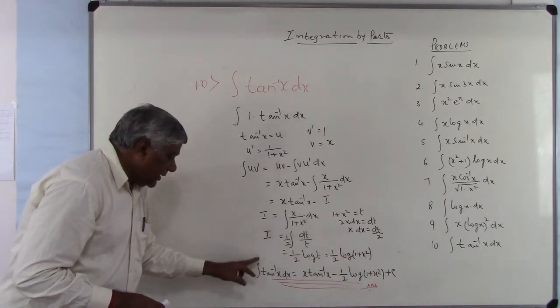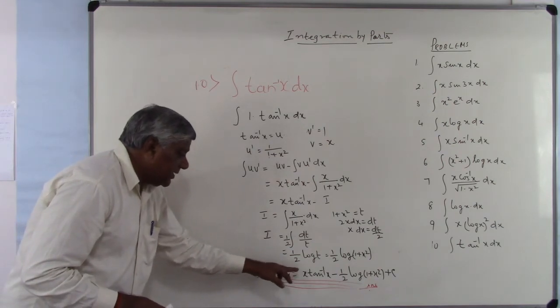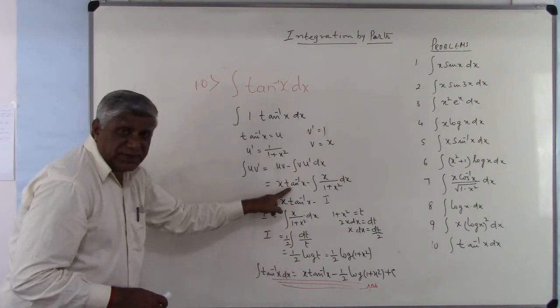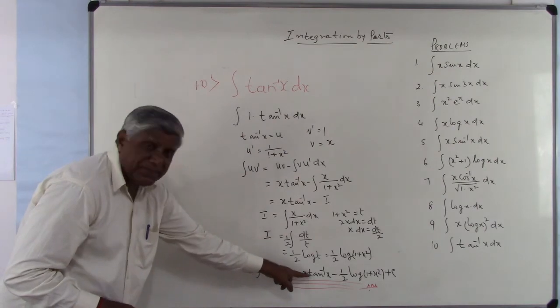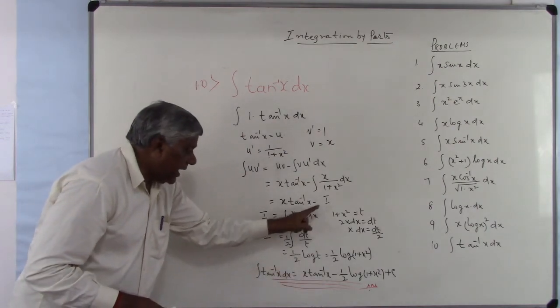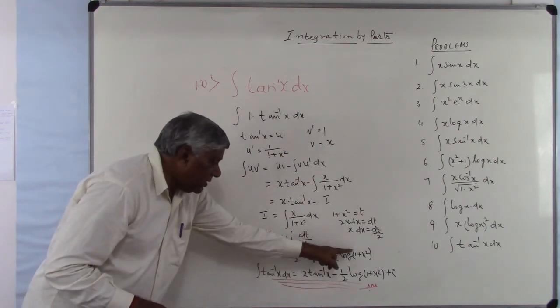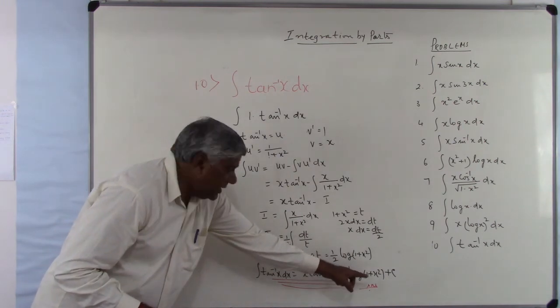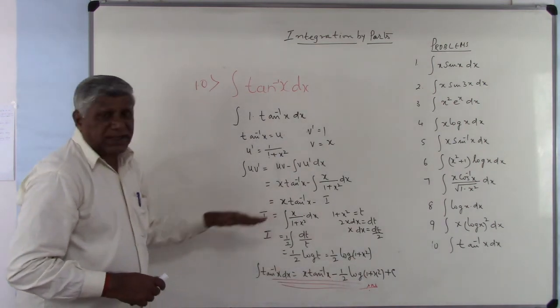Therefore, total integral tan inverse x dx is equal to x tan inverse x, which I have written here, minus I, which we got here as half log 1 plus x square, I have written here, plus c. That is the answer for this problem.